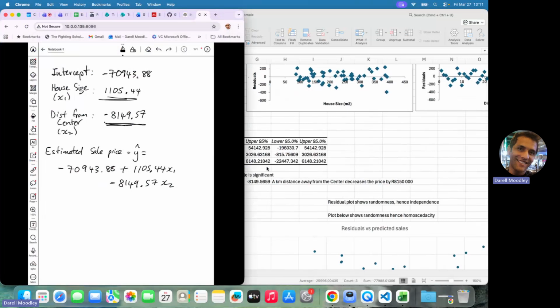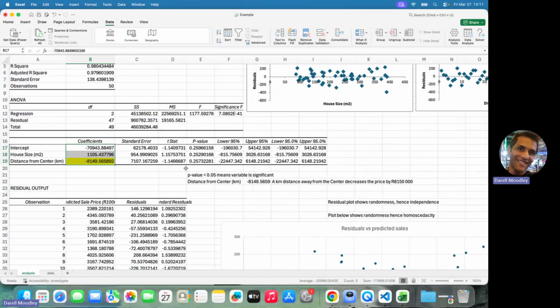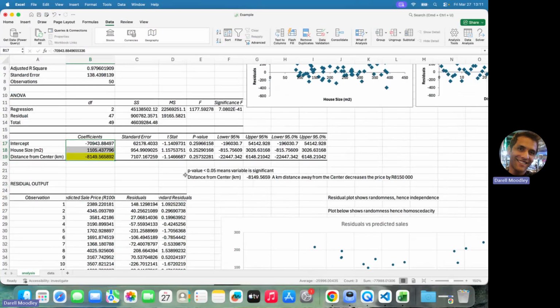You can use this equation to make predictions. If you have a house with a certain size, you plug that in here for x1, and the distance from the center goes into x2, and you get your estimated sales price. So that's our equation, and let's look at our residual plots.